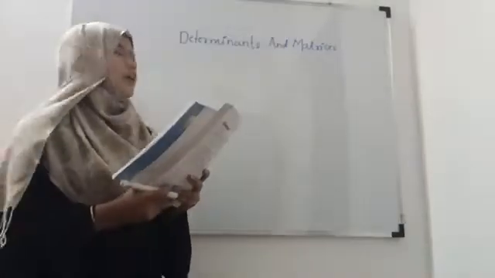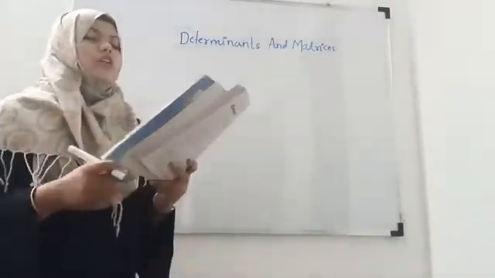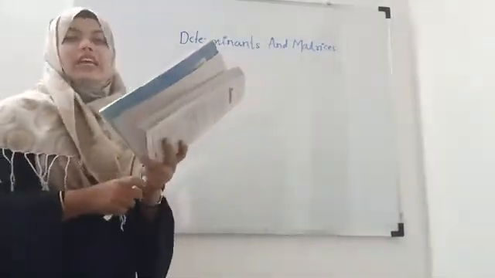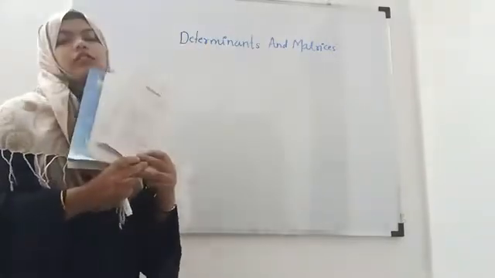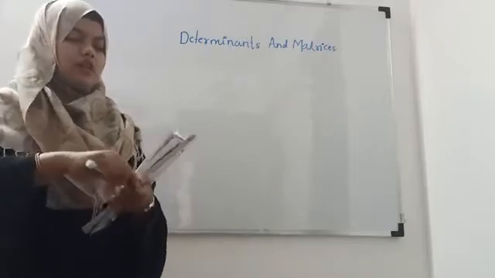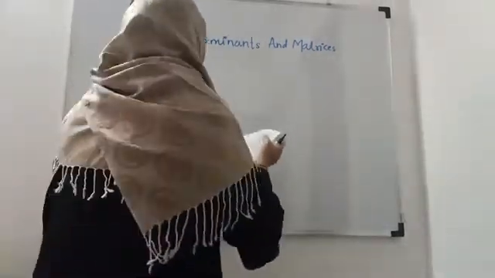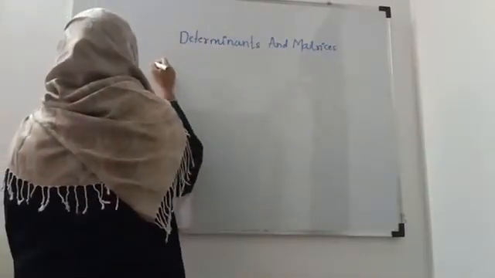Hello students, we are doing chapter number 4, determinants and matrices, from part 1. So today we will start. In the last lecture we have seen the determinant of order 3. Now today we will start the minor and the cofactor of a determinant. So first of all we will see the minor.